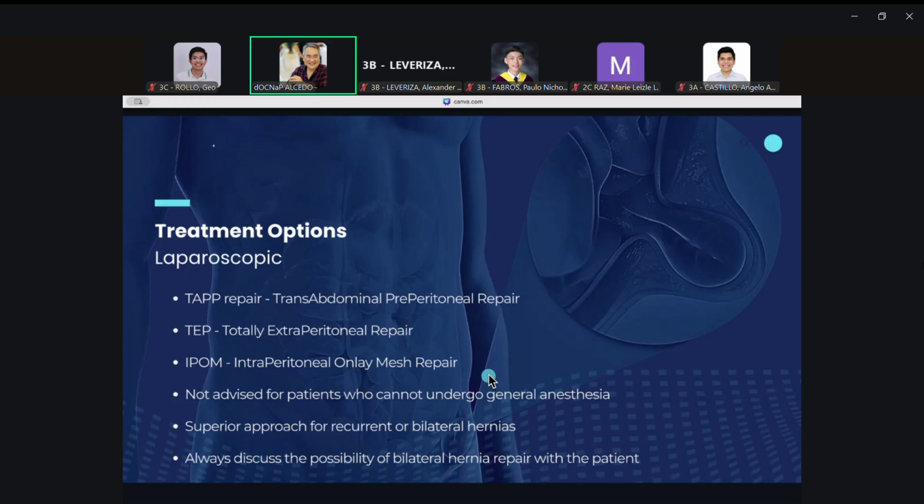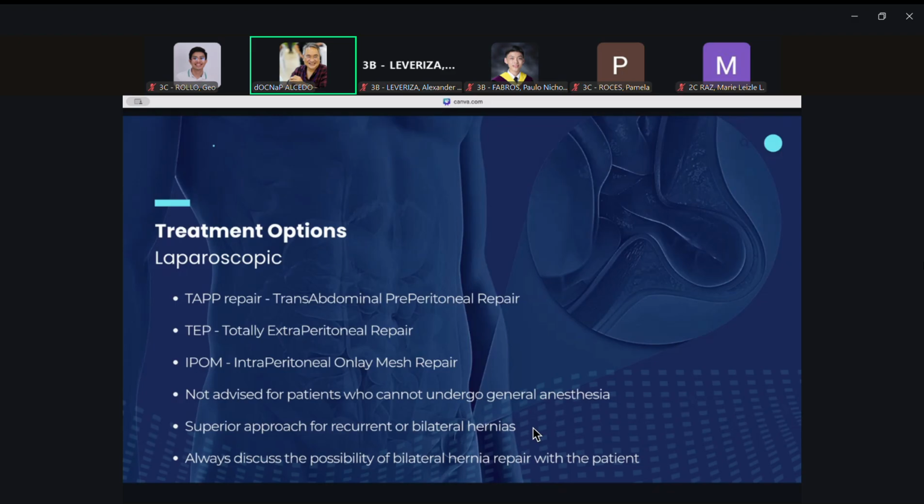So when you do laparoscopic procedures, we can only do this under general anesthesia. So in patients who are at high risk for general anesthesia, then we don't offer minimally invasive surgery for them. No? We just advise them to undergo open anterior approach.